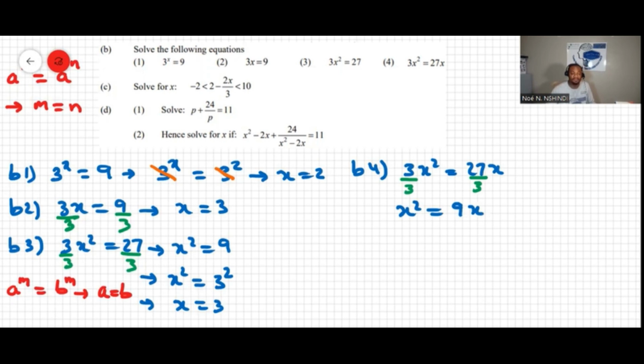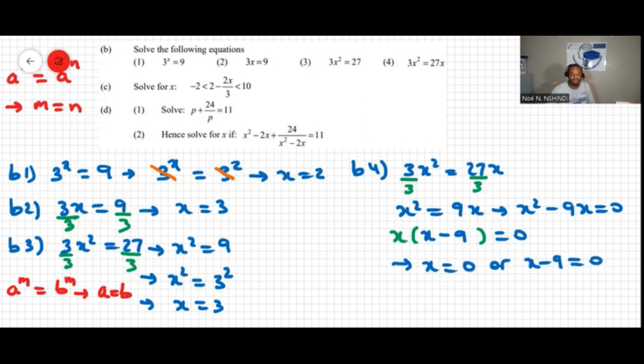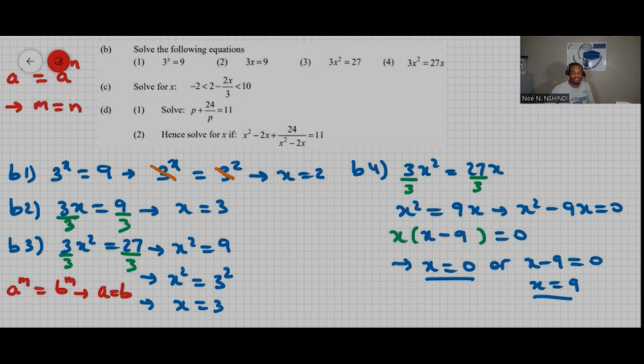Okay, and then if I move the 9x over, that makes x squared minus 9x equals 0. Then we can take x as the common factor, and we are left with x times x minus 9 equals 0, and this implies that x is equal to 0 or x minus 9 equals 0. This means that x equal to 9. So these two are the solutions of this equation.